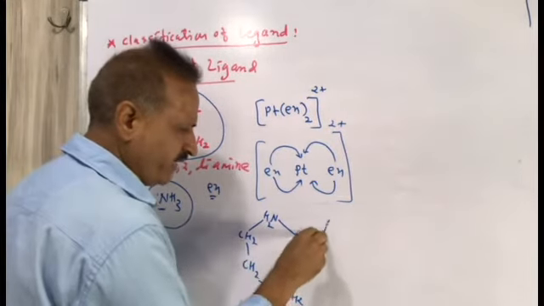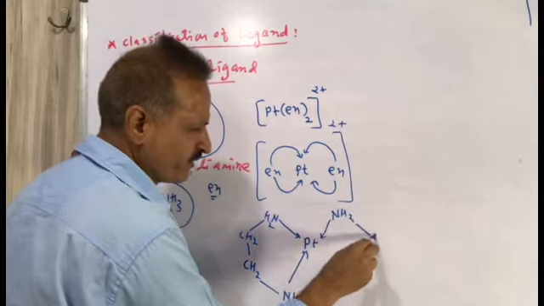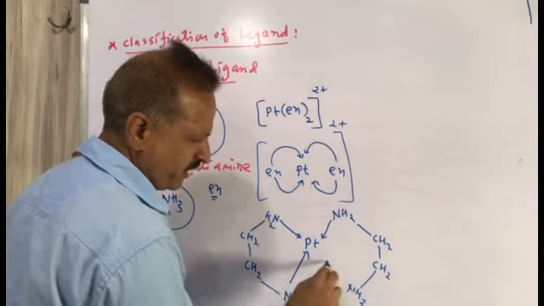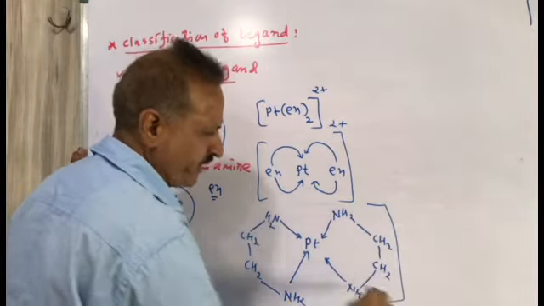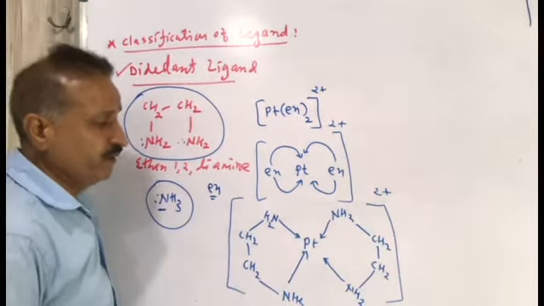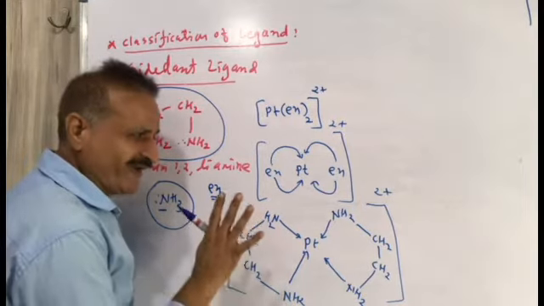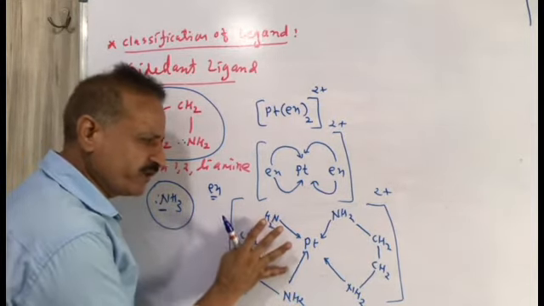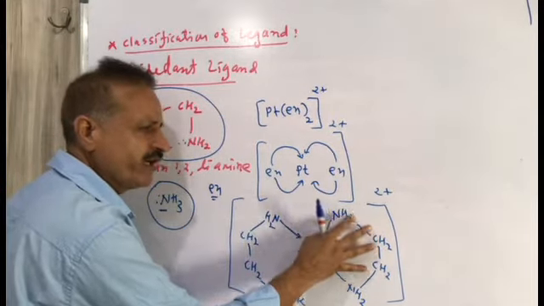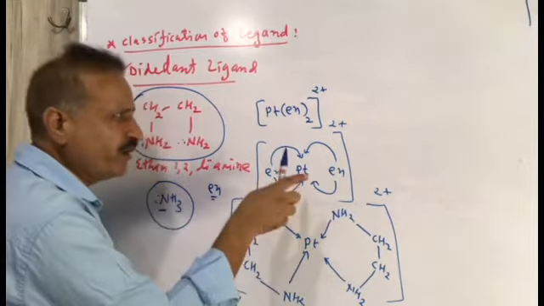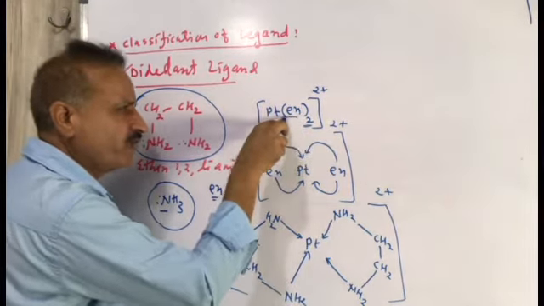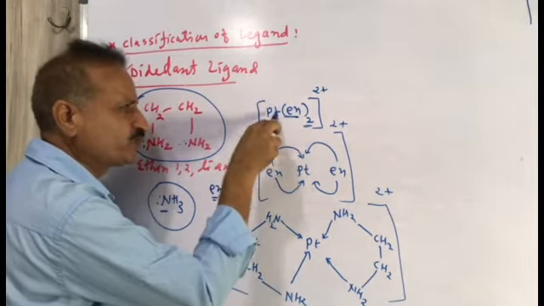Again we are taking en, NH2, CH2, CH2, NH2, and here is donating an electron pair to Pt, and here is 2 plus charge. Means what? It is not a tetradentate ligand. You just concentrate on one molecule. Here are 2 molecules, which will donate 4 electron pairs, but the number of en is not considered. Just consider the molecule attached to platinum.